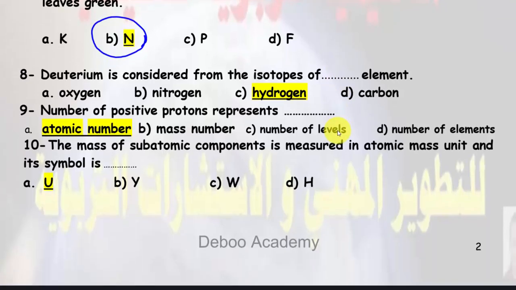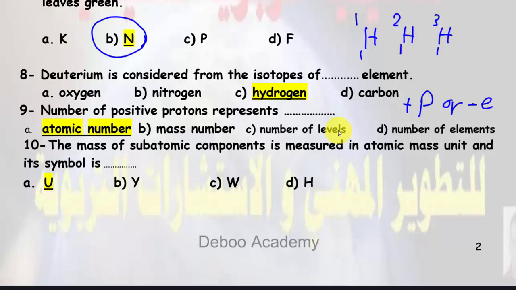Deuterium is considered an isotope of hydrogen. We said before, dear students, that we have 3 isotopes of hydrogen, H11, H12, H13. This is hydrogen, this is deuterium, this is tritium. So it is an isotope of hydrogen. The number of positive protons represents the atomic number. We said that the atomic number equals the number of positive protons or the number of negative electrons. The mass of subatomic components is measured in atomic mass unit, and the symbol is U, which refers to unit.